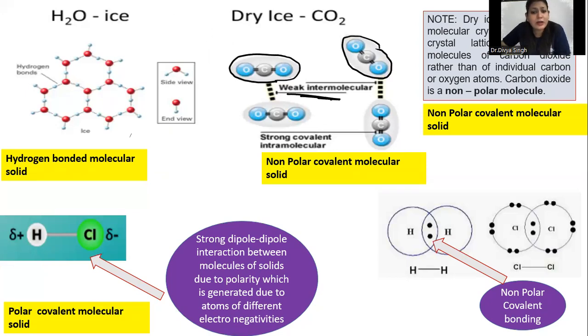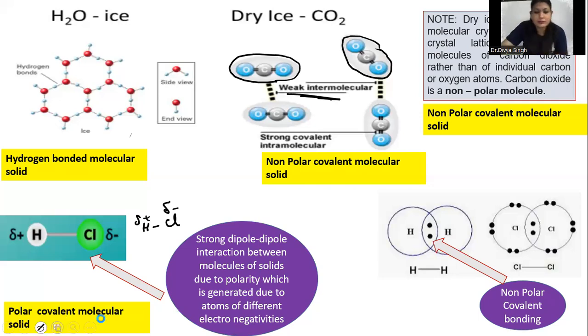Which kind of solid? Non-polar covalent molecular solids. Okay. Same way, there is some other example, like I have previously told you, hydrogen is having a partial positive charge and chlorine is having a partial negative charge. So due to these partial charges, due to the electronegativity difference between chlorine and hydrogen, a dipole is generated over there. So when this molecule interacts with another HCl molecule, there will be a dipole-dipole interaction between them, resulting in the formation of polar covalent molecular solids.